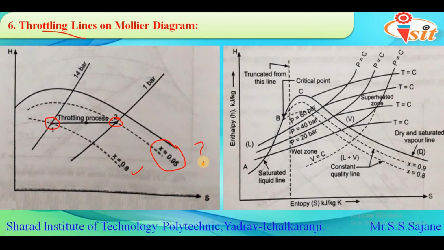So this was all about the Mollier diagram, or the enthalpy versus entropy diagram, and we have seen what all lines are present in the Mollier chart.